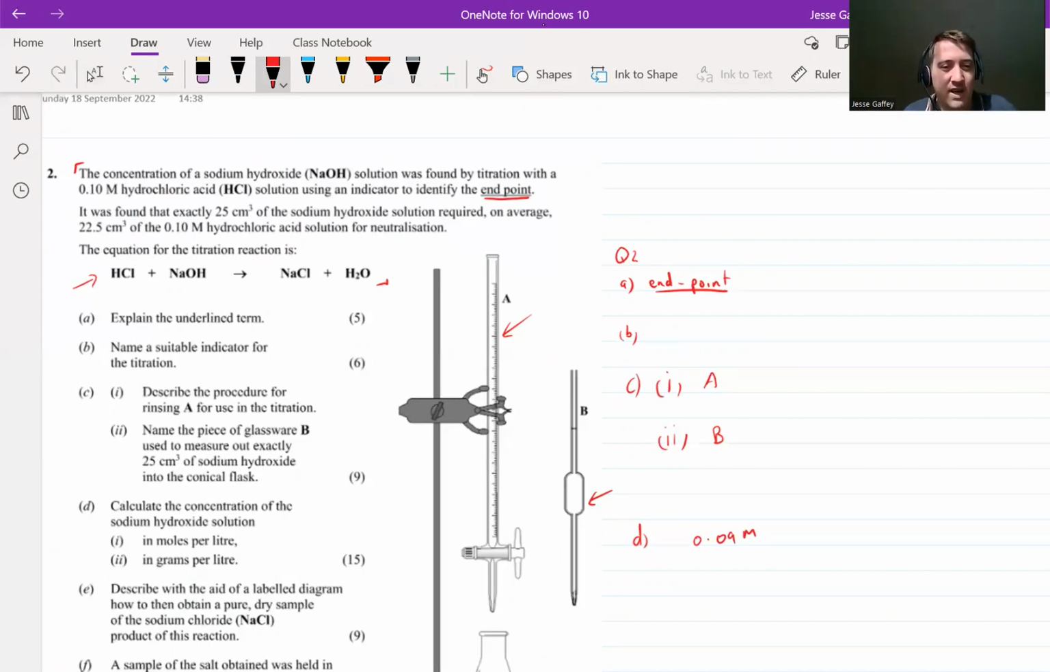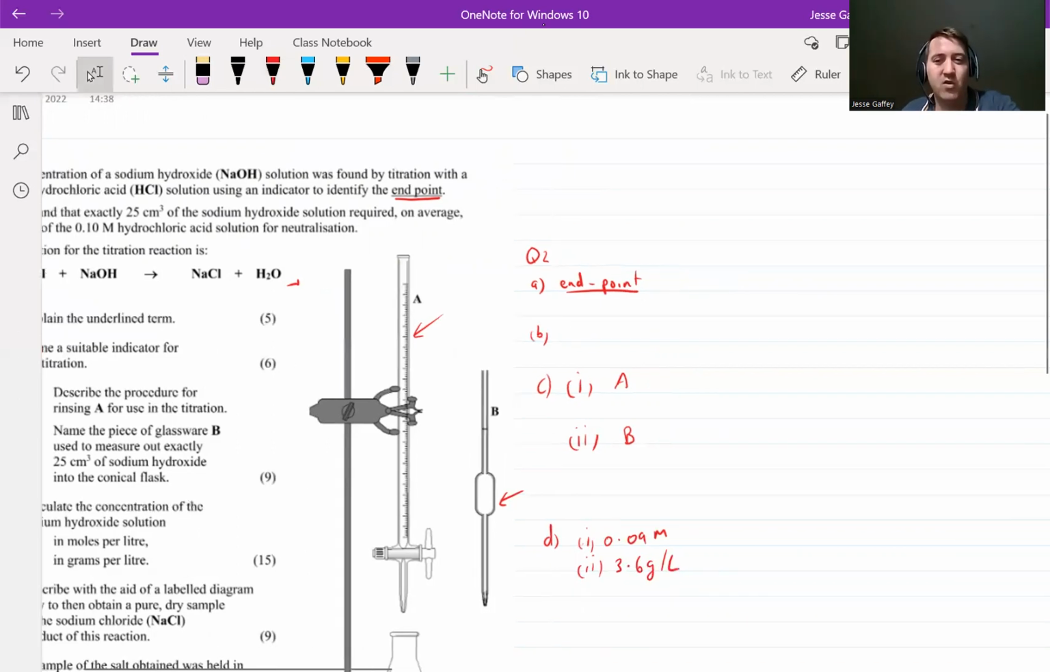And then the second bit is to calculate the concentration in grams per liter. So this is part 1 and this is part 2, in grams per liter. Pause the video and work out your concentration in grams per liter. Your answer here should have been 3.6 grams per liter. So well done if you got those right. If you didn't, we're going to work our way through this together now.